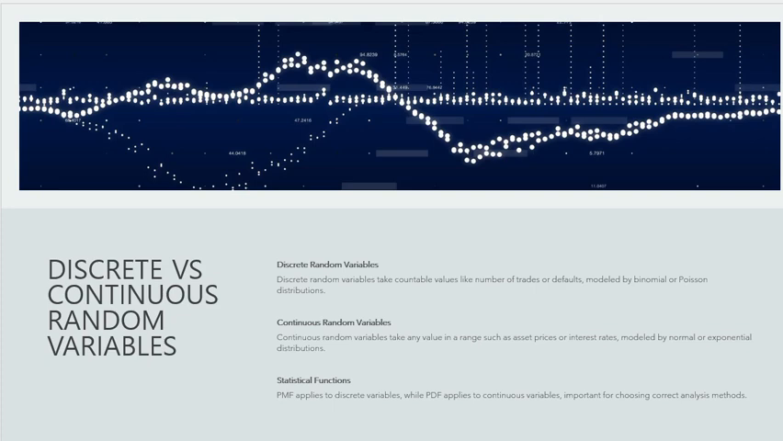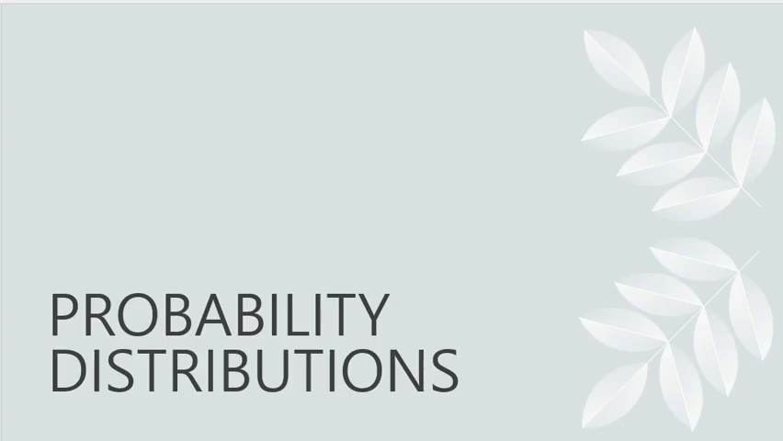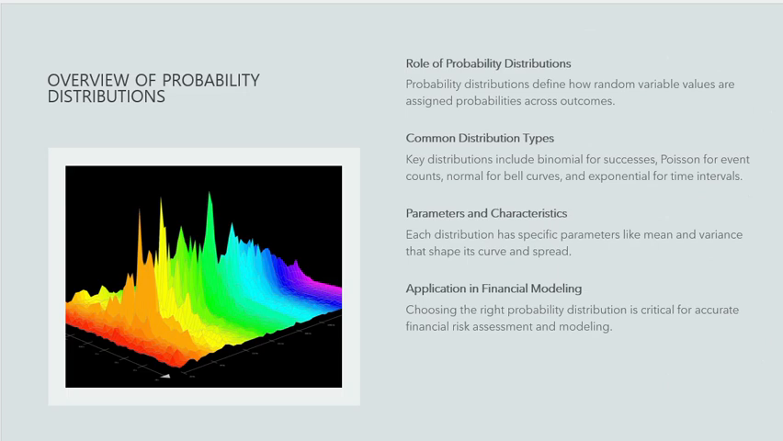Understanding these differences helps in accurately modeling financial phenomena and in applying the correct mathematical technique to do the analysis or to make predictions in the future. So that's the difference between the discrete and the continuous variable. Let's discuss the next slide, that is probability distribution. So let's start the discussion on this.